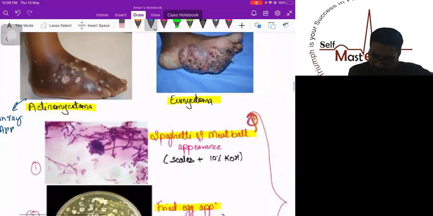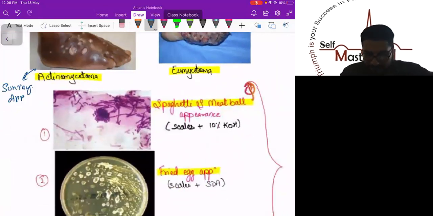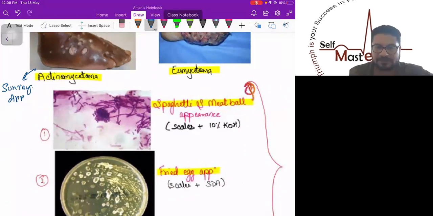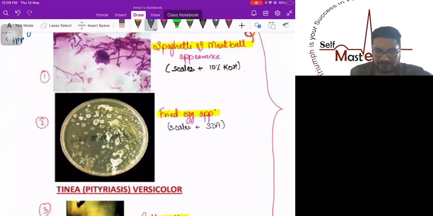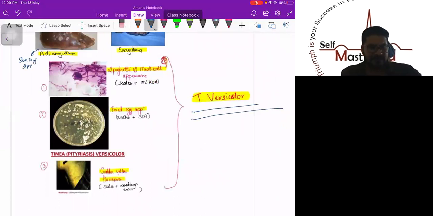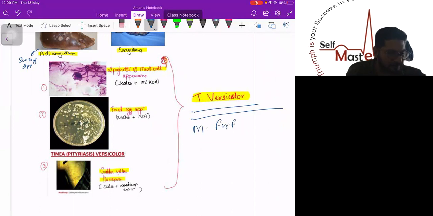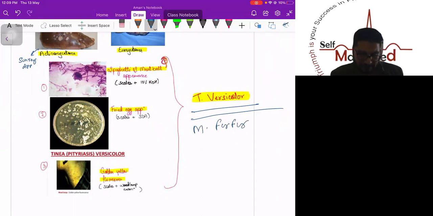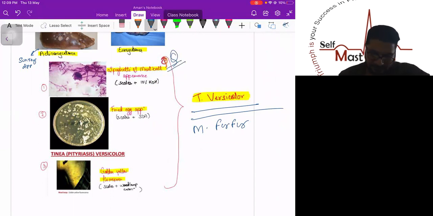Okay, so next we have what we call the spaghetti and meatball appearance. You will see these scales in a 10% KOH mount. You can see a fried egg appearance in Sabouraud dextrose agar, and you can see golden yellow fluorescence. These are all MCQs related to tinea versicolor, which is generally caused by Malassezia furfur. In 10% KOH, you will have the spaghetti and meatball appearance. This question is asked many times in exams. In SDA, you will see a fried egg appearance, and you will see golden yellow fluorescence on Wood's lamp examination.